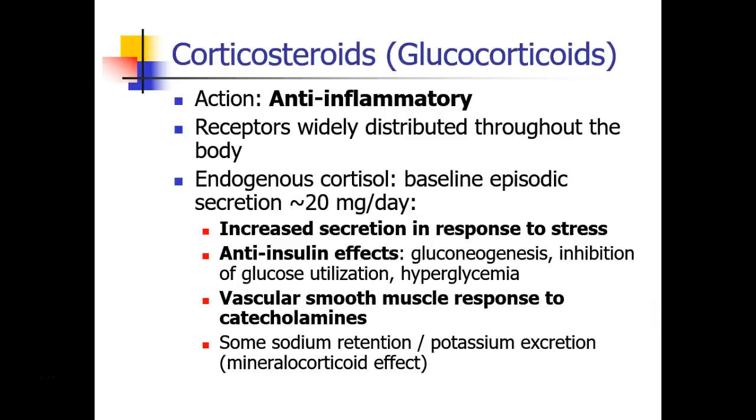Corticosteroids have anti-insulin effects. So when steroid levels increase, we see gluconeogenesis, inhibition of glucose utilization, and hyperglycemia. Steroids have action on vascular smooth muscle, and especially on the response of that muscle to catecholamines, which is to say that when we have the stress hormone present, then catecholamines are more effective and the smooth muscle can contract better. There is also a mineralocorticoid effect, which is basically the action of aldosterone. So we're talking about retaining sodium and excreting potassium.